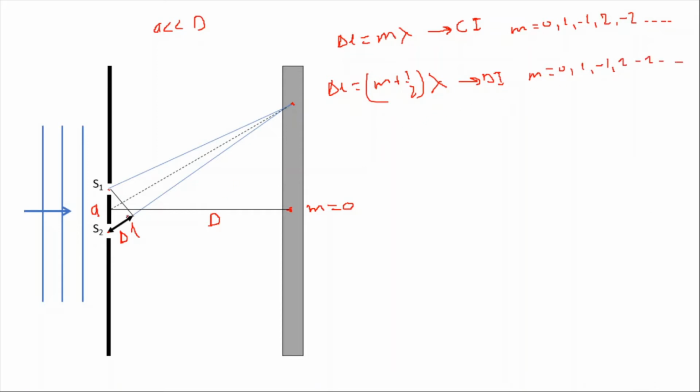Now look at this triangle. In this triangle, assume this angle is theta. What is sine theta? Sine theta will be equal to, if you look at this triangle, delta L over a. So from here we can write that the path difference is equal to a sine theta.